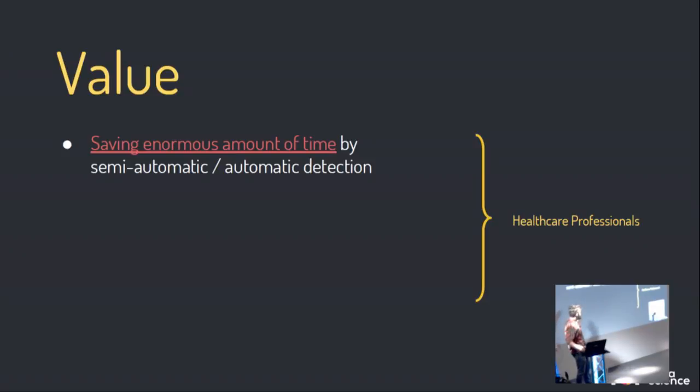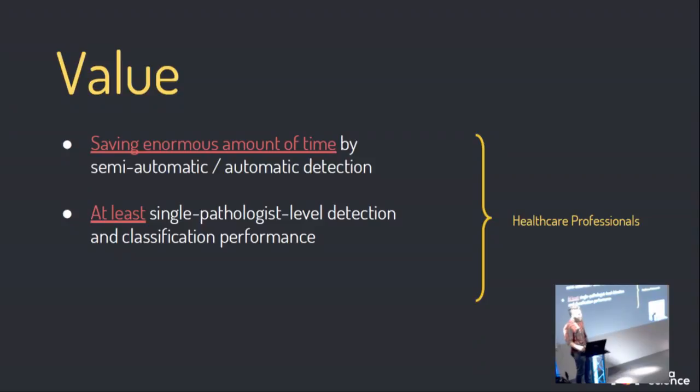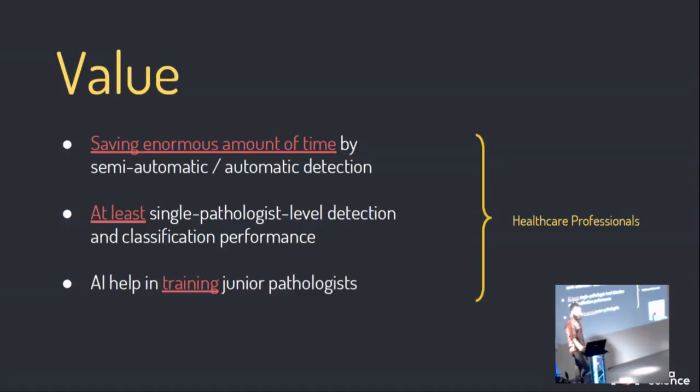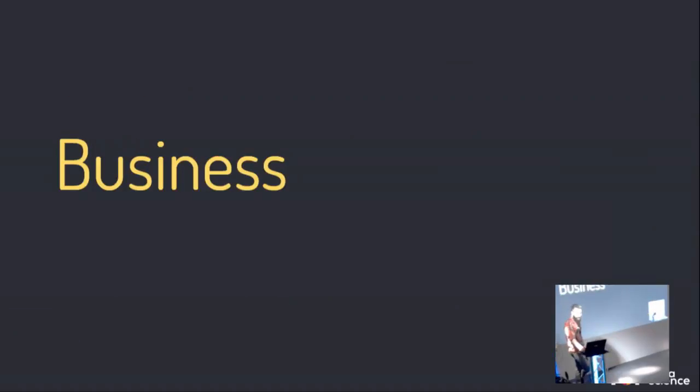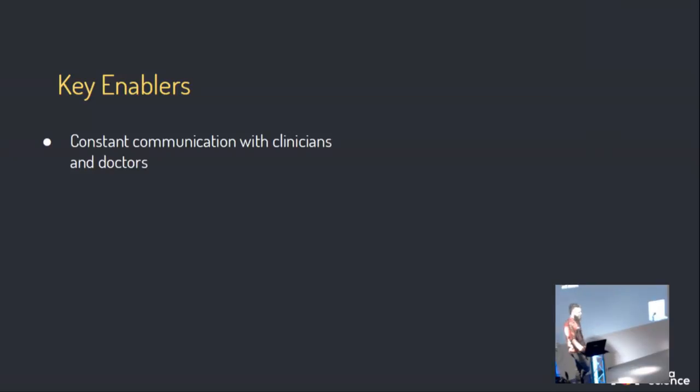So of course you save an enormous amount of time. You means the whole healthcare pipeline, or the pathologist, or the hospital. And the detection is as good as a single human professional pathologist, because we train our algorithm from annotations from several pathologists. And this can help also in training junior pathologists, right? And for the patient, as your biopsy is more accurate, you will most likely get fewer biopsies, so that's the value for the patient.